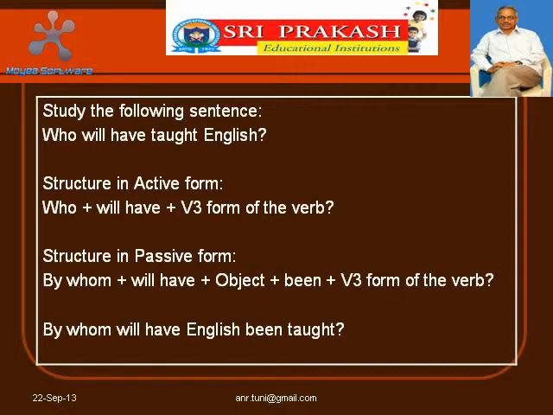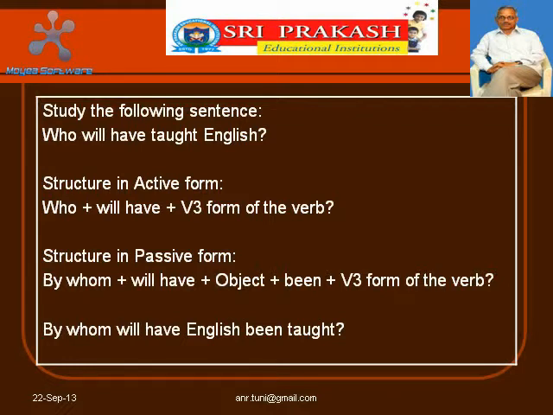What is the tense of the sentence? It is future perfect, as the verb is in the future perfect form, that is will plus have plus past participle. Now let us study the structures that we follow in active form and passive form. Active form: who plus will have plus V3 form of the verb. Passive form: by whom plus will have plus object plus been plus V3 form of the verb.